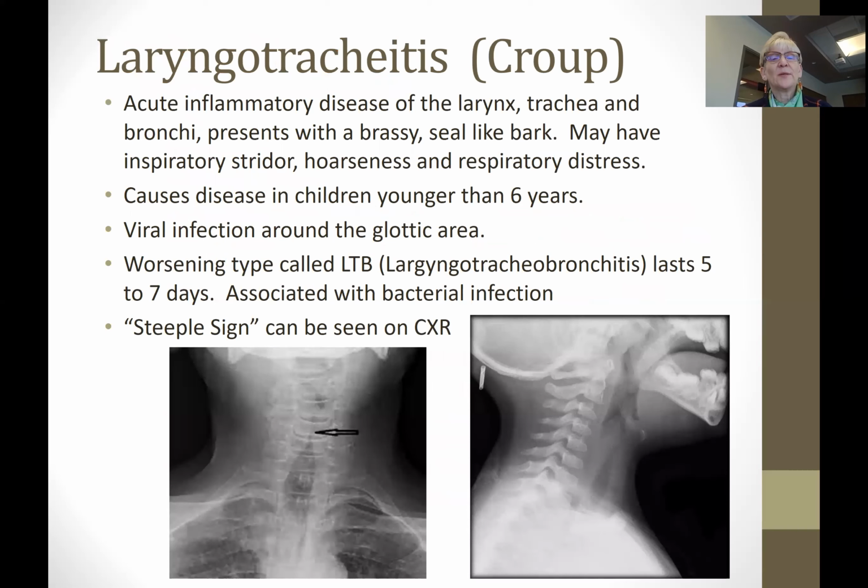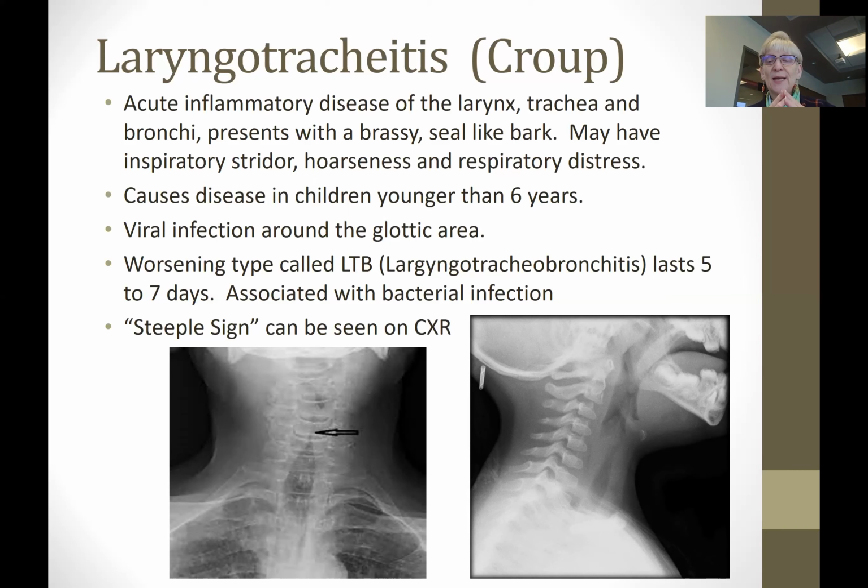Another thing we see commonly in kids, especially through the winter, is laryngotracheitis, otherwise known as croup. And this is an acute inflammatory disease of the larynx and trachea and the upper bronchi, and it gets that brassy seal-like bark. They may have some stridor on inspiration or with cough, and they get hoarse, and sometimes they can have respiratory distress and sometimes they don't. Remember, when you're looking at the x-rays at the bottom, you see the classic steeple sign. That is classic for croup.